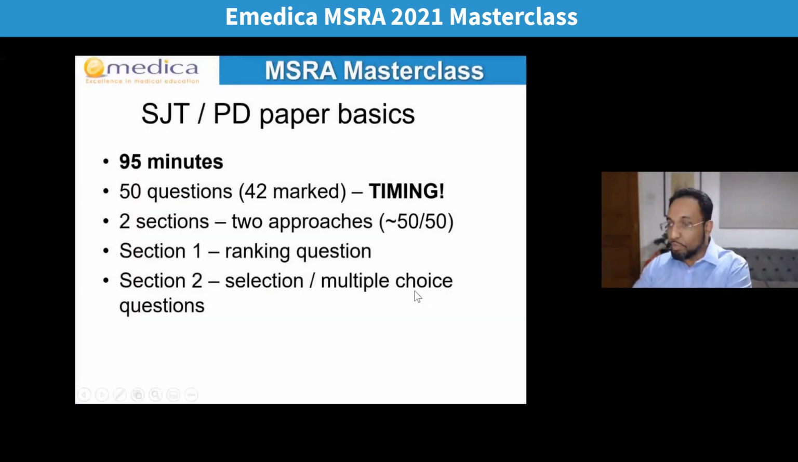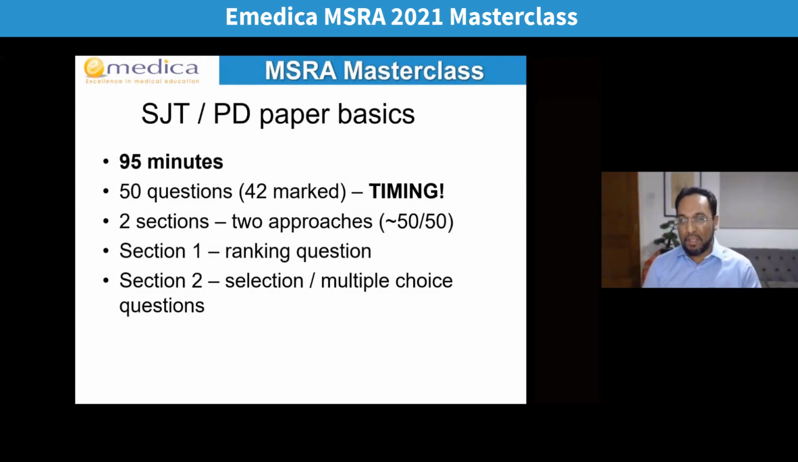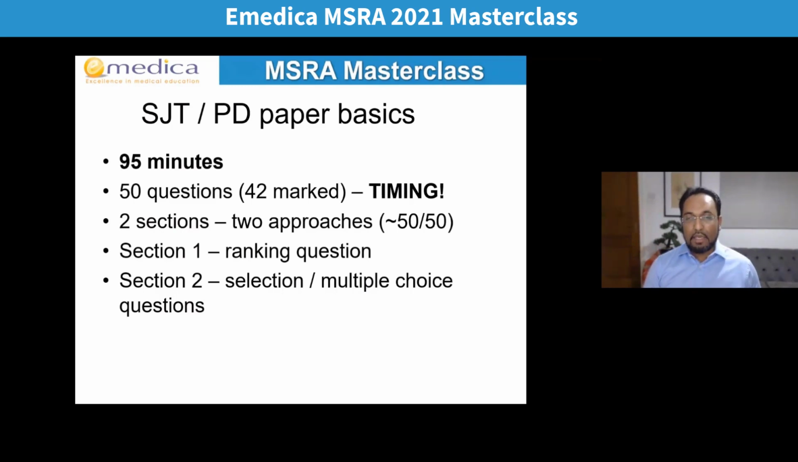I'm going to move on to professional dilemma now. So the SJT is 95 minutes, and in that 95 minutes, you're going to answer 50 questions. Only 42 are marked. So there are 8 pilot questions. Again, they won't be labeled in any way. And you can see I've put in bold timing. A lot of people find SJT scenarios really tight for time, even more so than the clinical.